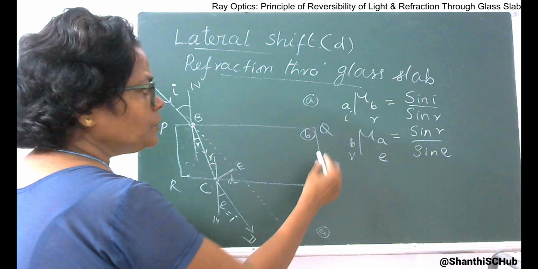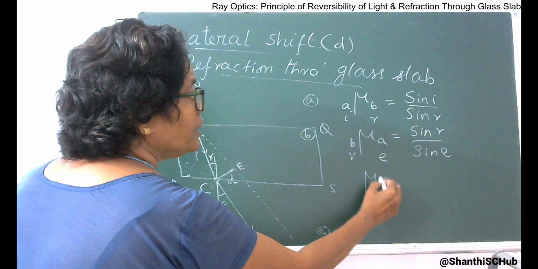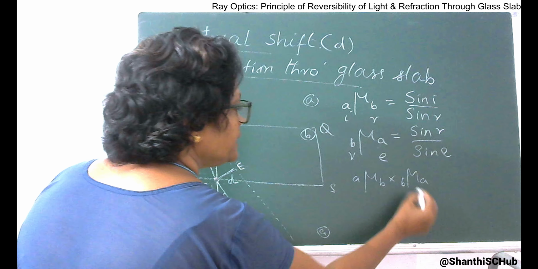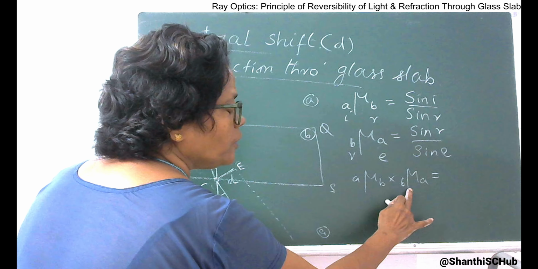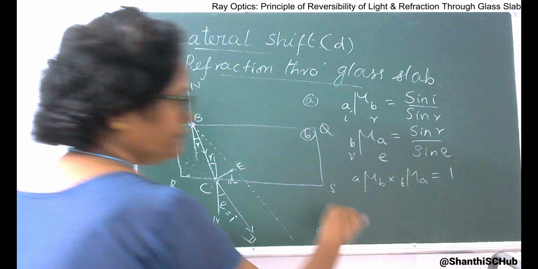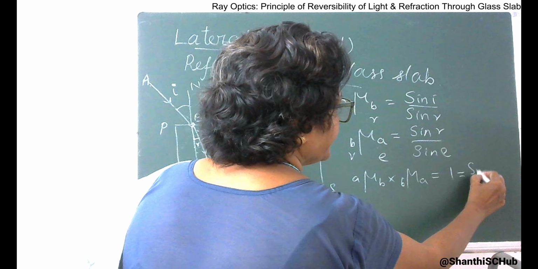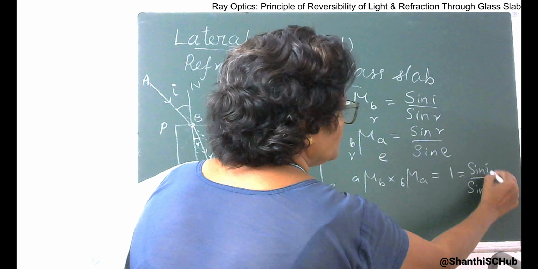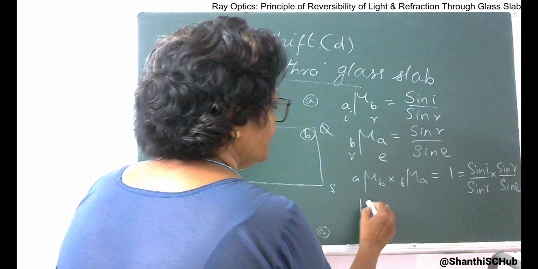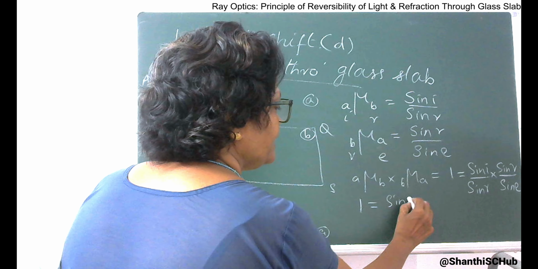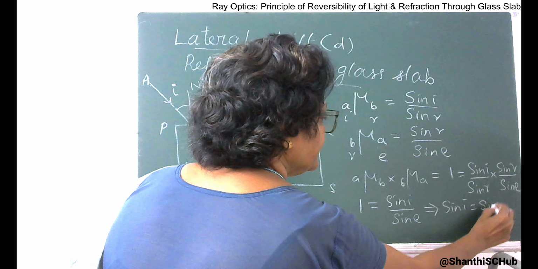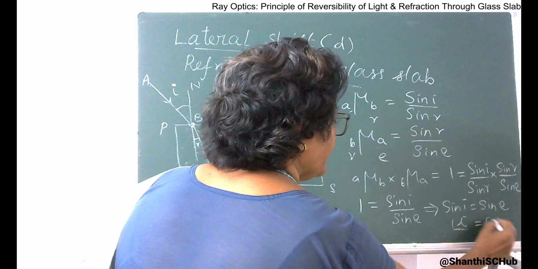So you know very well, multiply mu of B with respect to A into mu of A with respect to B. This is nothing but 1 upon mu of B with respect to A, so this gets cancelled, giving 1. If you multiply these two on the right side, sin I by sin R into sin R by sin E, here also sin R gets cancelled. So 1 is equal to sin I by sin E, which says sin I is equal to sin E, which says the angle of incidence is equal to the angle of emergence.